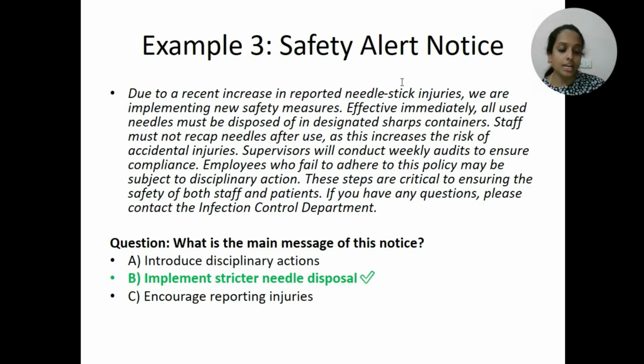Got it? And if you want to eliminate the wrong options, then you have to look for this: disciplinary actions are mentioned but not the main focus. And again, reporting injuries, this is not the central message, right? The question is about the main message of the notice, which talks about the implementation of the stricter needle disposal. Got it?